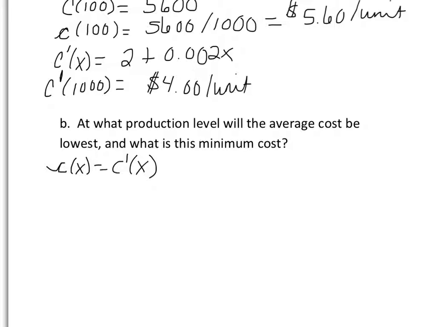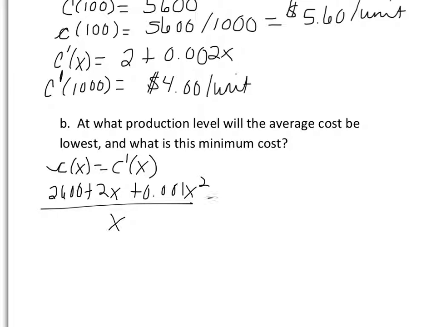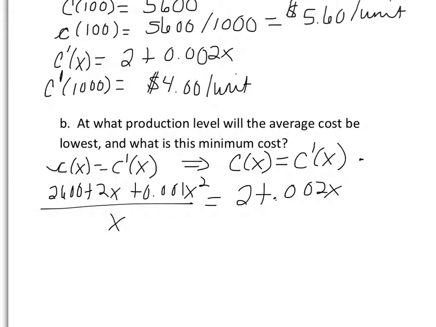Okay, so let's take a look at this again. Small c of x would be 2600 plus 2x plus 0.001x squared, all divided by x. That's the average cost. And we're going to set that equal to our derivative, which we found, which was 2 plus 0.002x. Now we're going to solve it. Another way to look at this formula is that it's the original cost function equal to the derivative times an x. So that's what we would get right here.